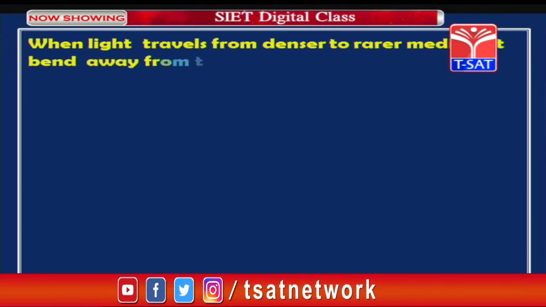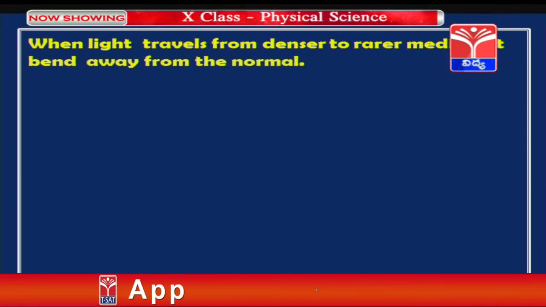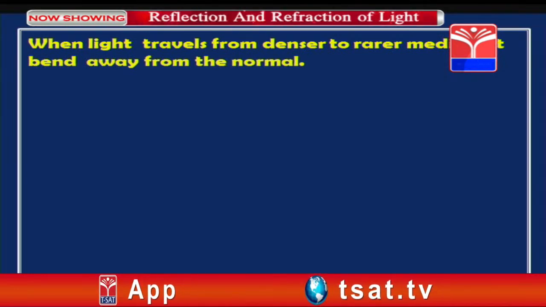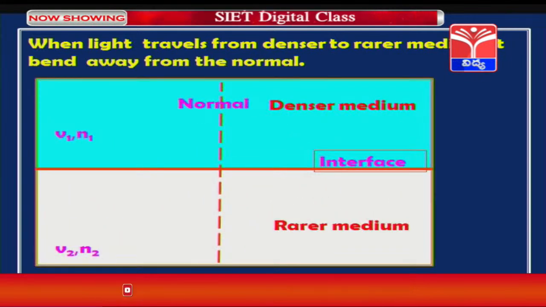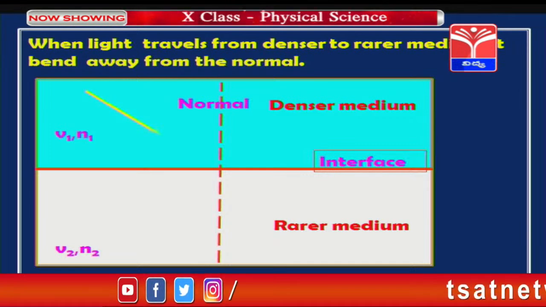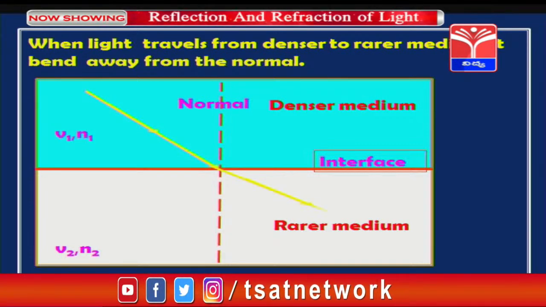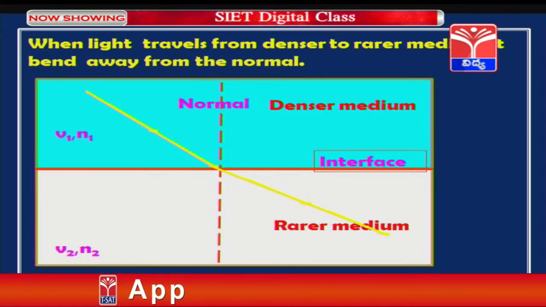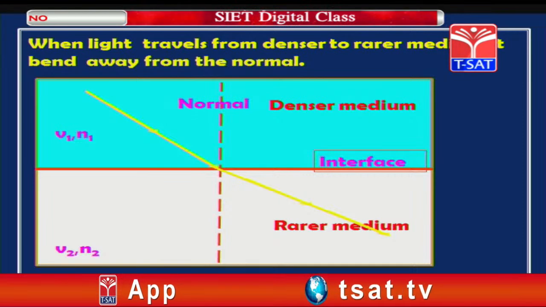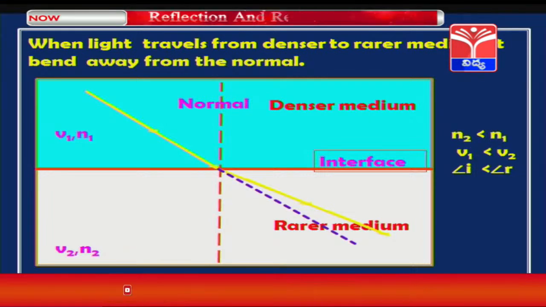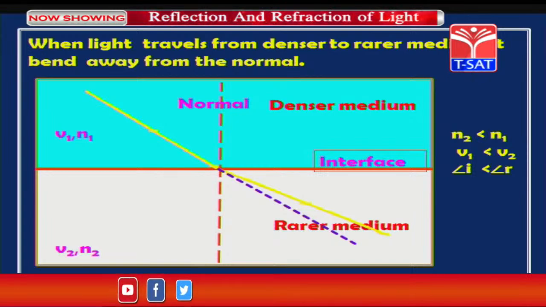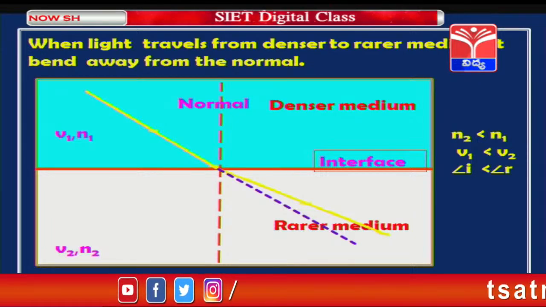When light travels from denser to rarer medium, it bends away from the normal. Here we took denser medium and rarer medium. Light is traveling from denser medium to rarer medium. In that case, it bends away from the normal. Here this is the actual path of the light. Already we know that the refractive index of the denser medium is greater.